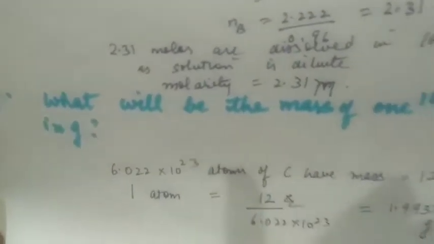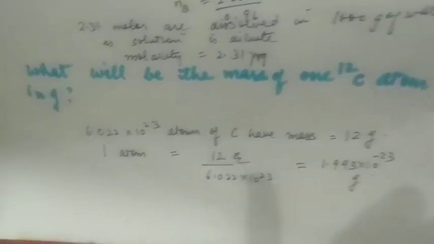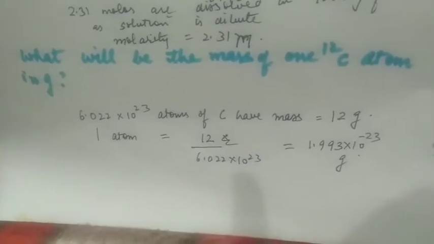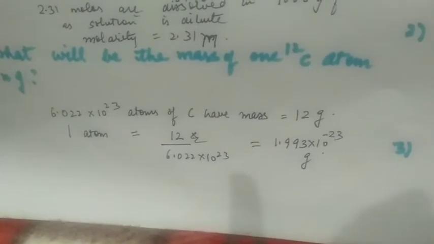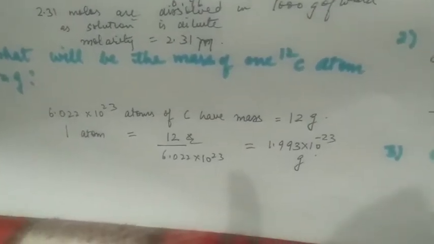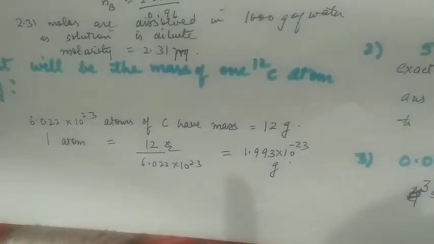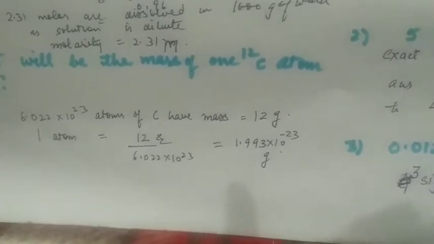Next question, what will be the mass of 1 C12 atom in grams? So you know that 1 mole contains 6.022 into 10 raised to power 23 atoms. They will have mass 12 gram. So 1 atom will have mass 12 upon 6.022 into 10 raised to power 23. That is 1.993 into 10 raised to power minus 23 grams.